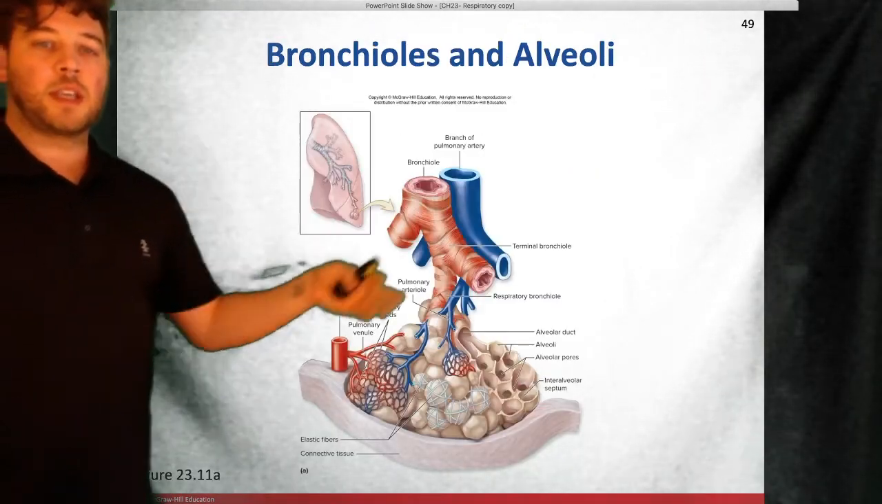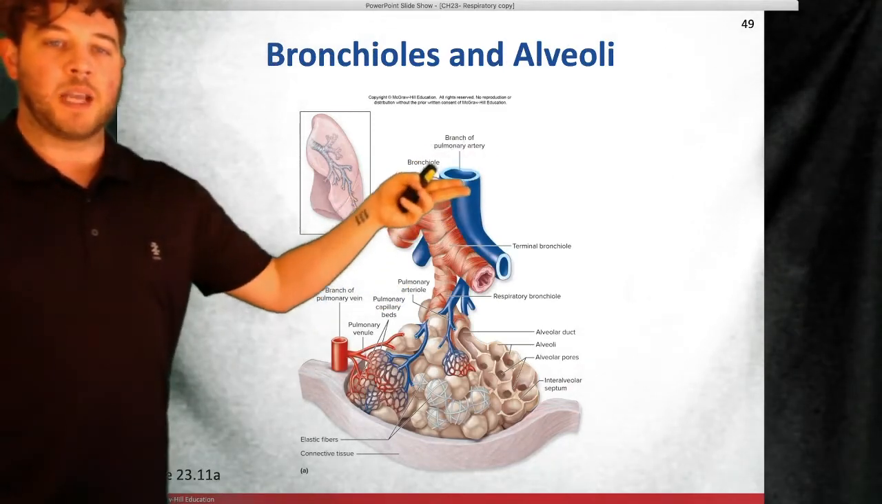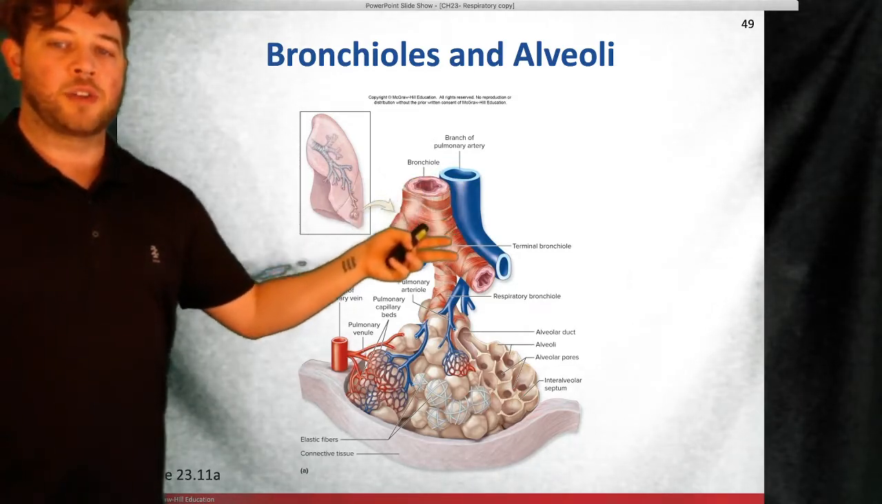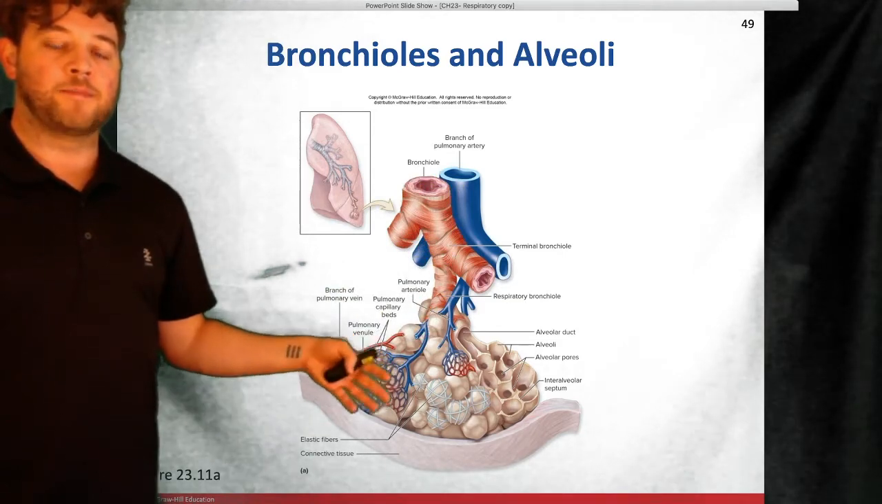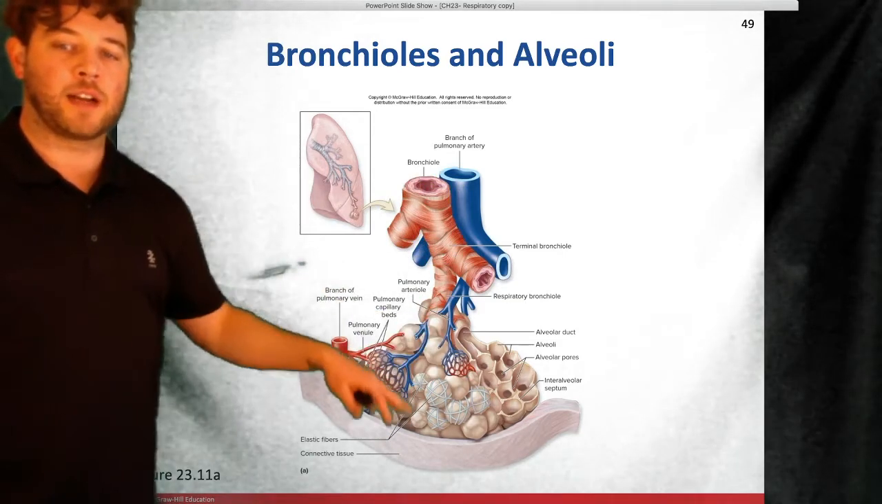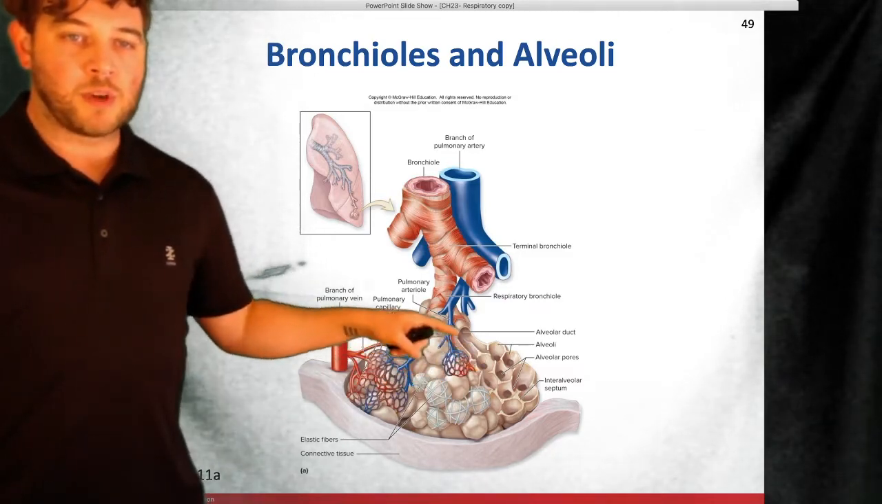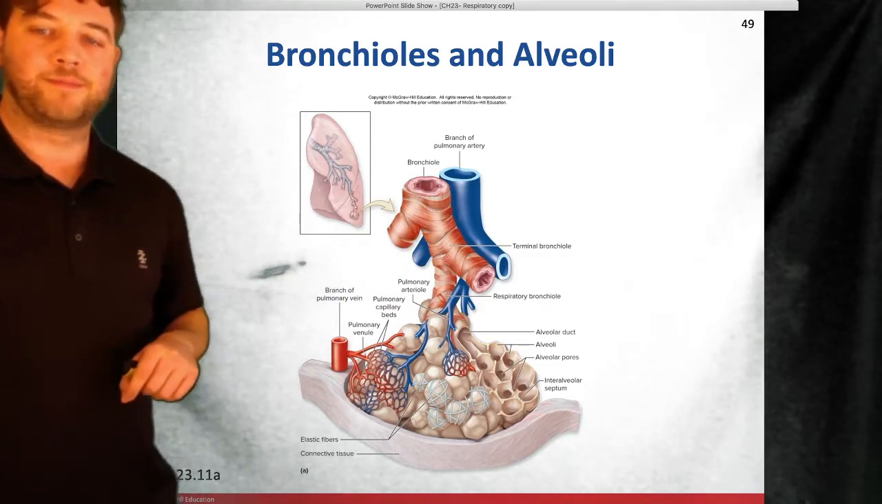So here you can see the branch of the pulmonary arteries coming in to be oxygenated. Here's your bronchiole that is bringing in fresh air. They're going to intertwine and wrap around these sacs of alveoli right here. And you can see the alveolar pores where they'll connect, and those will join back into the bronchiole.